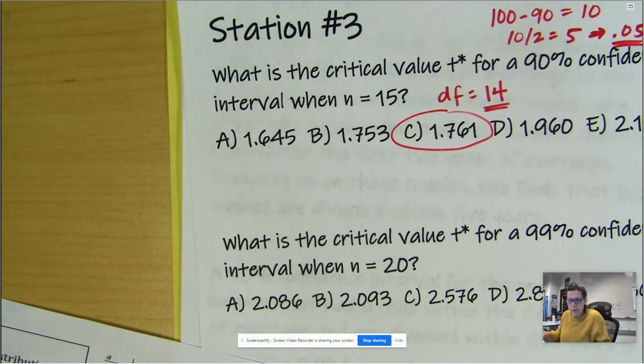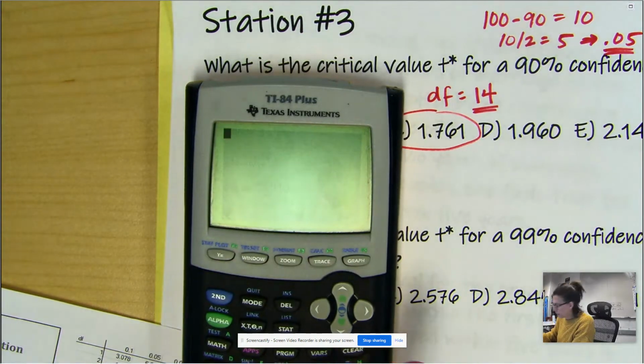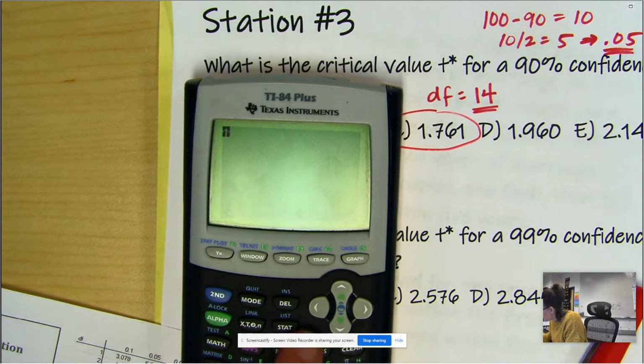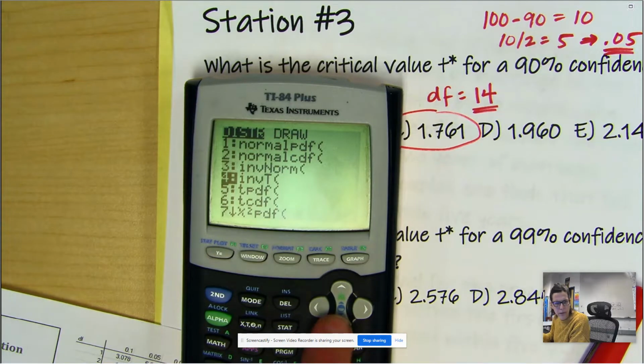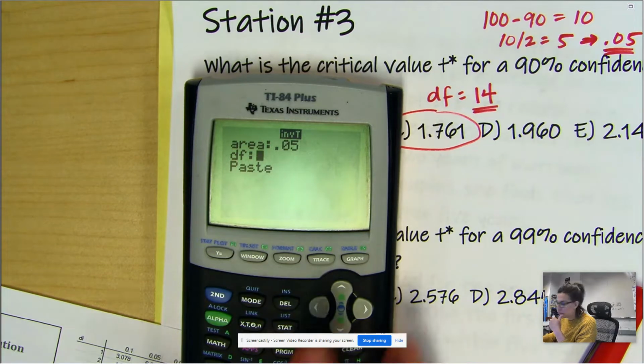Then, if you're like, I don't like that T chart thing, there is something called inverse T. If you do second vars and you go to number 4, inverse T, the area you want is 0.05. It's going to give the left part of the curve, and it'll just give you a negative, but it's fine. We already used our confidence level 90, subtracted it from 100, cut it in half, and got 0.05. That's the area. Our degrees of freedom is 14.